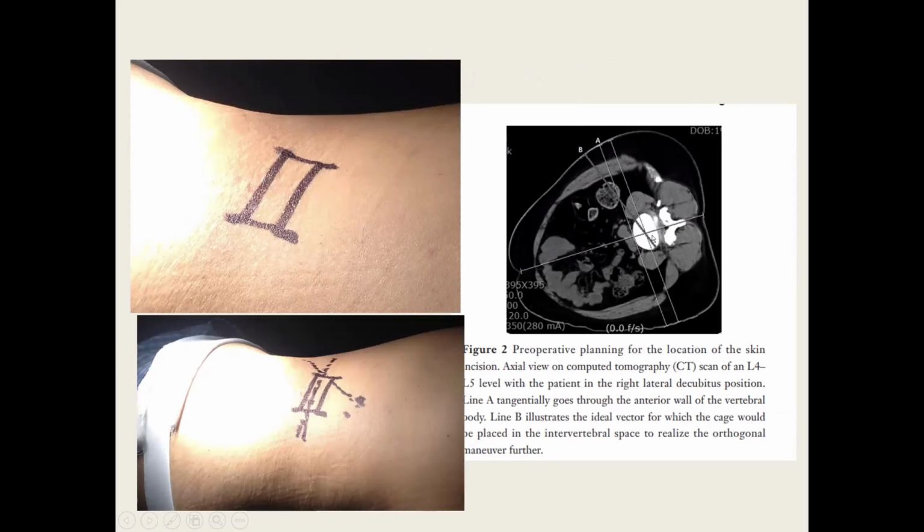We'll also plan the skin incision depending on the lateral decubitus position. But we have been doing it with the fluoroscopy: mark the disc space and then do the incision anterior to the disc space obliquely.